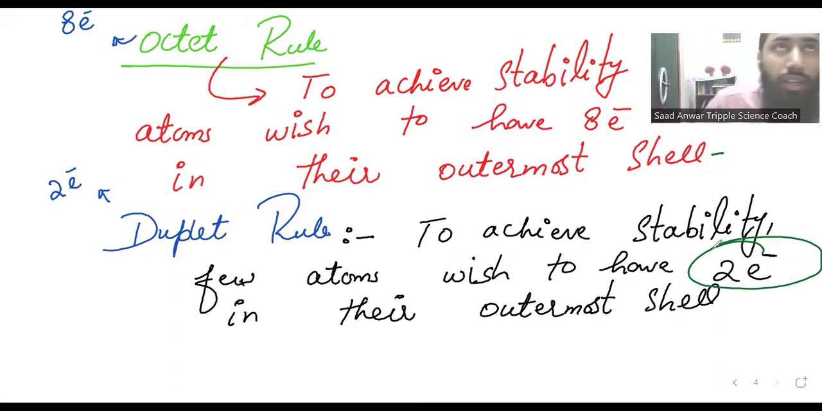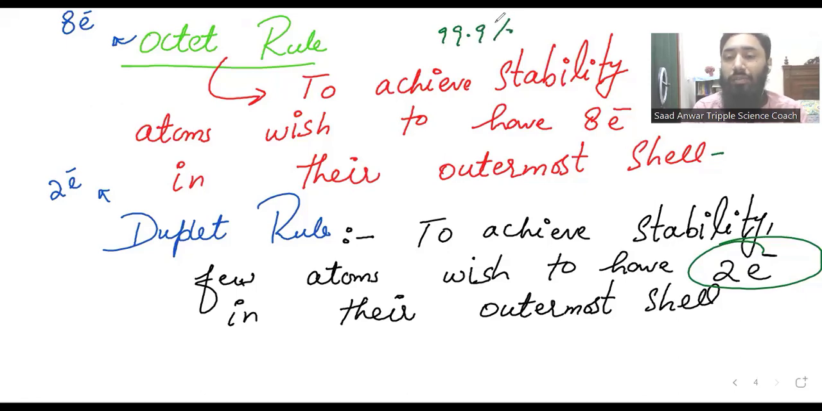While we can say 99.999% of atoms satisfy the octet rule. They wish to attain 8 electrons in their outermost shell to achieve stability. While there are few atoms that just want 2 electrons in their outermost shell.